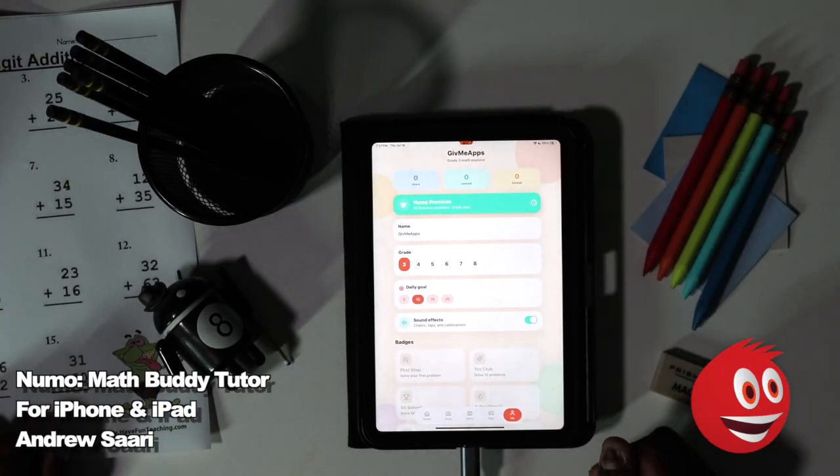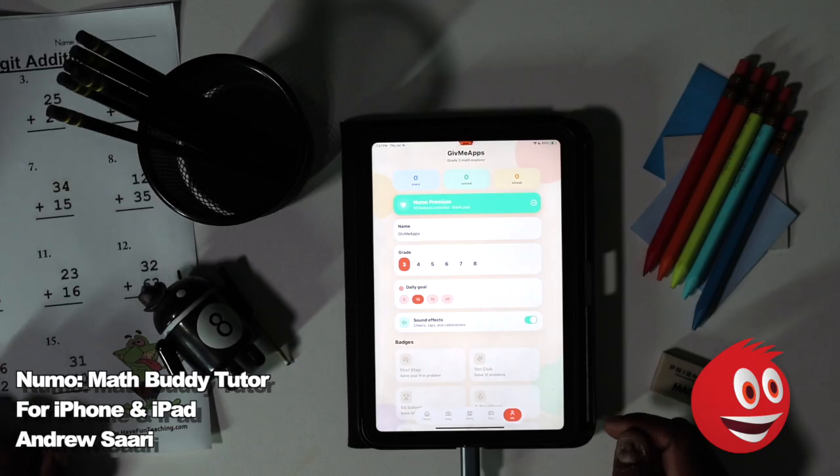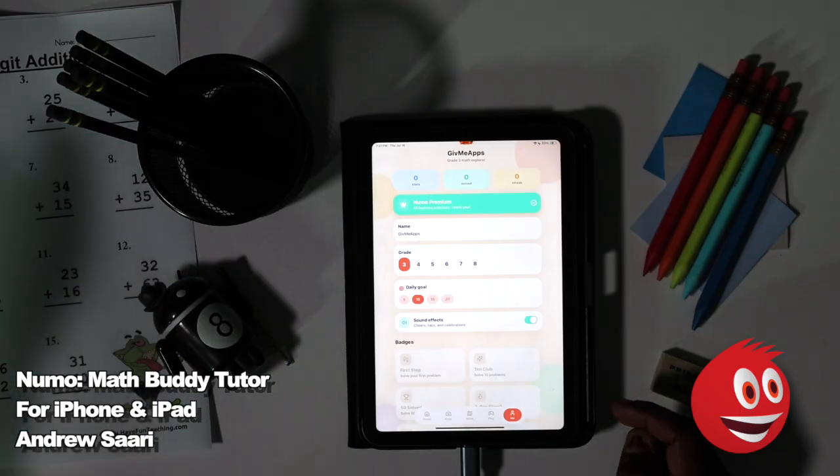You can also go for Numo Premium. That is a paid feature that'll give you unlimited access, and there is a fee for that. But never mind that for now. We're going to take a look at some of what the app has to offer.